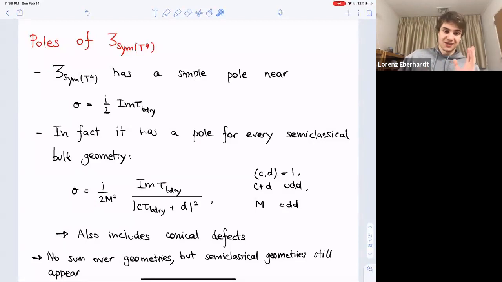But the first takeaway here is that there's no sum over geometries in this boundary partition function, but still all the semiclassical geometries make some appearance.